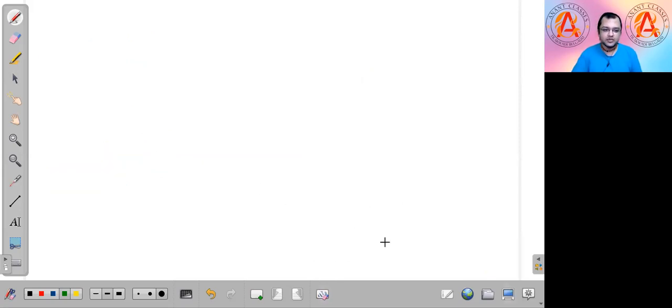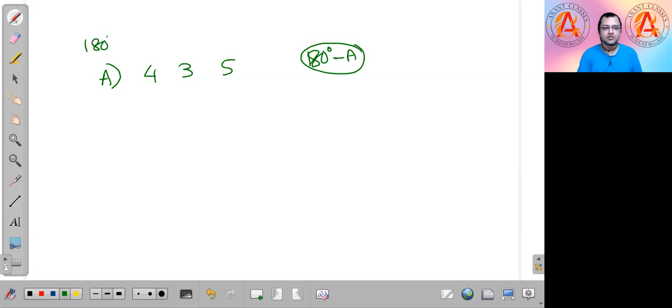Now see next one. Suppose your A, that is 4, 3, 5. And I need a triple for 180 degree minus A. So what is my triple for 180 degree? So for 180 degree, X is -1, Y is 0, and this is 1. -1, 0, 1. So we will do 180 degree minus A.